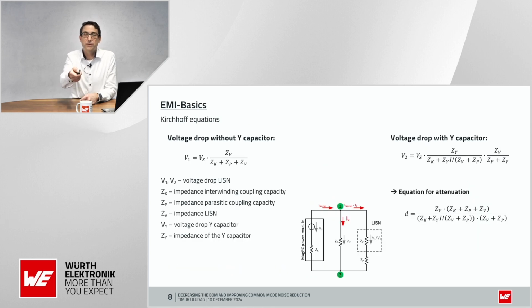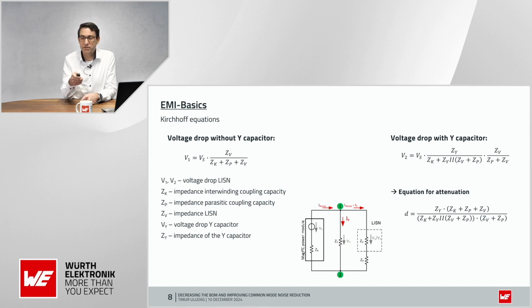For this, we take this circuit again. First, we will calculate the voltage V1 here. That is the voltage drop over the LISN without this branch circuit, without the Y capacitor. Secondly, we will calculate the voltage drop V2. This is then the voltage drop with our branch circuit with the Y capacitor.